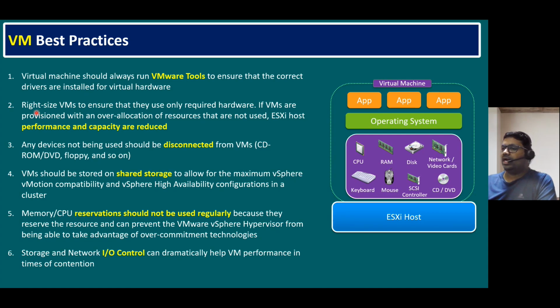And the second point, right size VMs to ensure that they use only the required hardware. If VMs are provisioned with over-allocation of resources that are not used, ESX performance and capacity are reduced. Normally this is also our operational engineer responsibility. We need to validate whether we are assigning enough CPU and enough memory to the virtual machine. Over-provisioning is not recommended. We should provision based on the customer requirement, and also as a technical consultant, we need to validate whether the customer is requesting ideal resources or not.